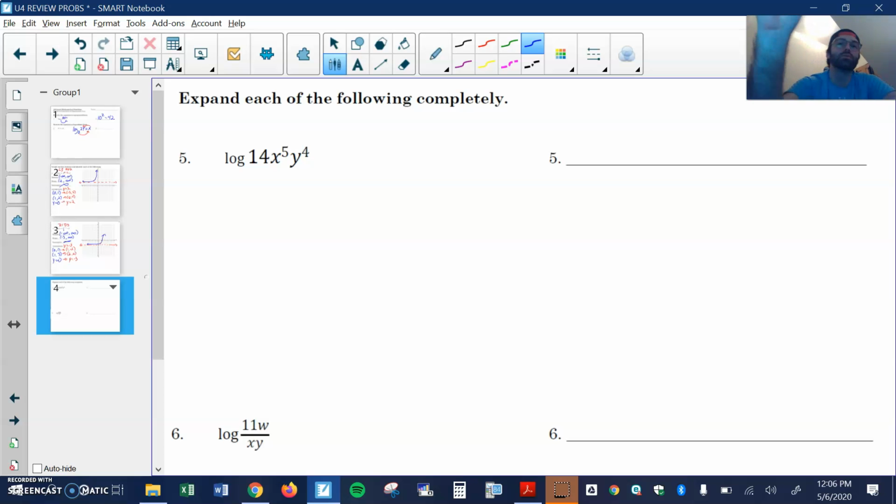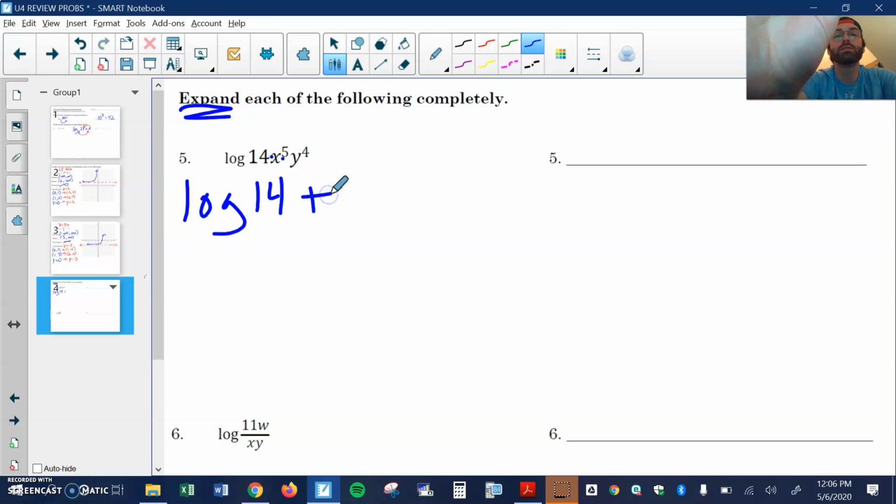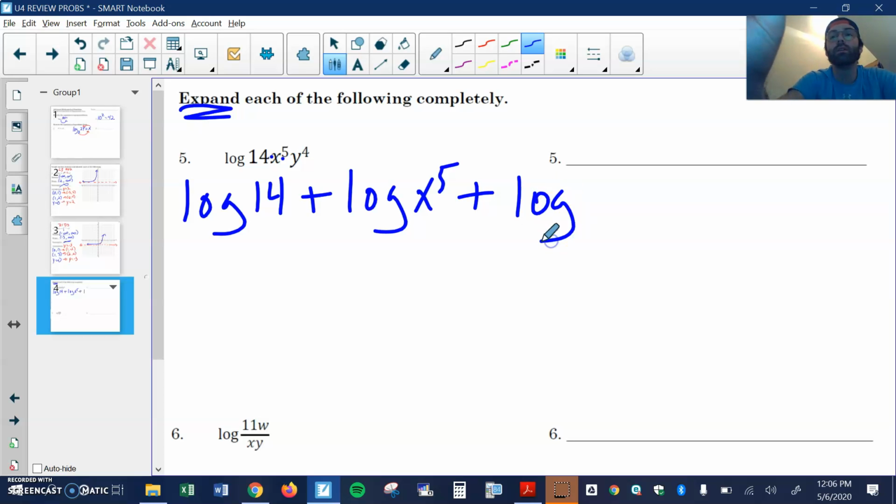Number 5 asks us to expand the log completely. All right, so in number 5, I want to think about what operations are going on here. I have a 14, an x to the 5th, and y to the 4th. What operation is going on between these 3 terms? Well, there's multiplication in between those 3. So remember, our log properties, multiplication becomes addition. So I want to expand this as the log of 14 plus the log of x to the 5th plus the log of y to the 4th.